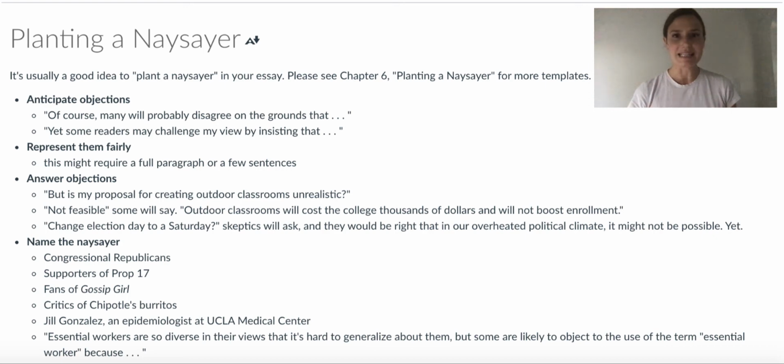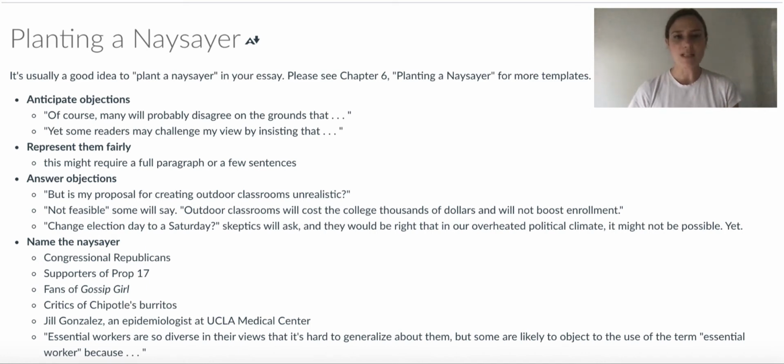Let's talk about planting a naysayer in academic essays. For most essays, it's a great idea to plant a naysayer. In other words, make a concession while standing your ground. It might not seem like it in our politics, but generally when you can grant the merits of the other point of view, that can actually make your argument much stronger.